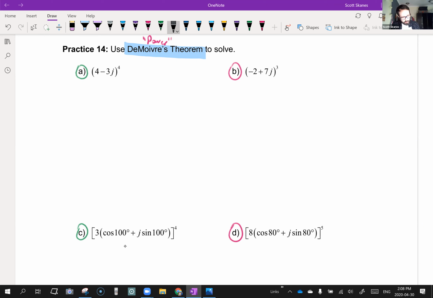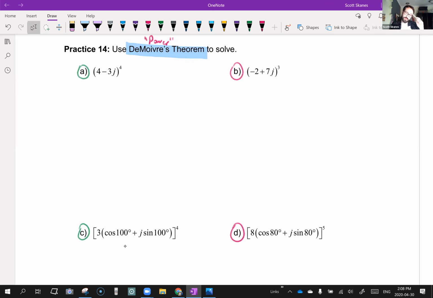What do we have? We have (4 minus 3j) to the power of 4. This is rectangular form.